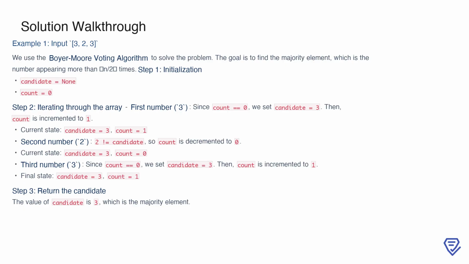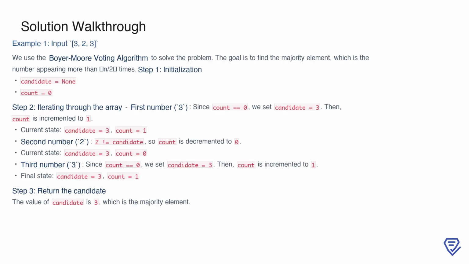Here, we're solving the problem using the Boyer-Moore voting algorithm, which is designed to find the majority element in an array. The majority element is defined as the number that appears more than n/2 times in the input. Starting with the initialization, we set candidate to None and count to 0. Next, we iterate through the array.